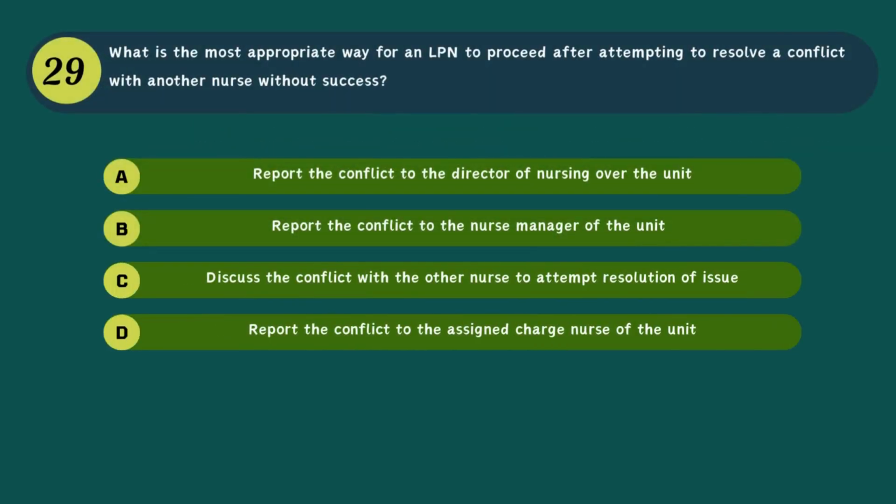Question 29. What is the most appropriate way for an LPN to proceed after attempting to resolve a conflict with another nurse without success? A. Report the conflict to the director of nursing over the unit. B. Report the conflict to the nurse manager of the unit. C. Discuss the conflict with the other nurse to attempt resolution of issue. D. Report the conflict to the assigned charge nurse of the unit.